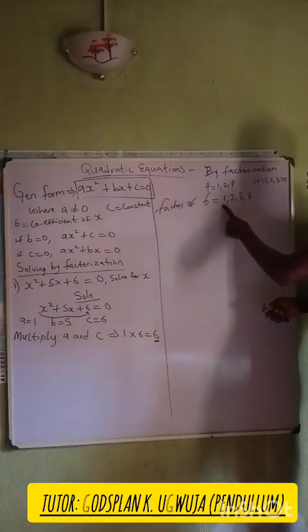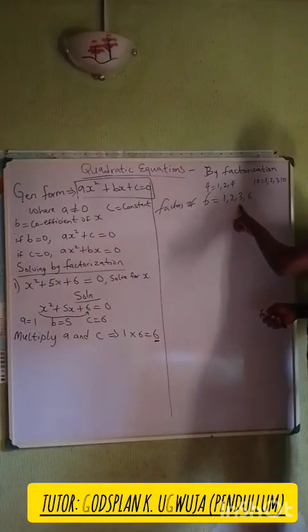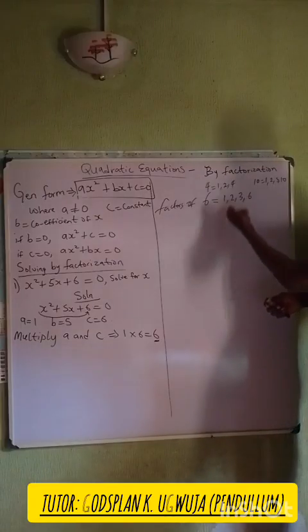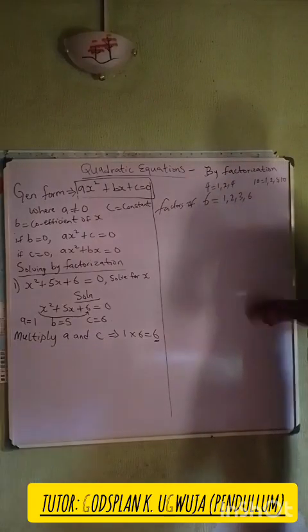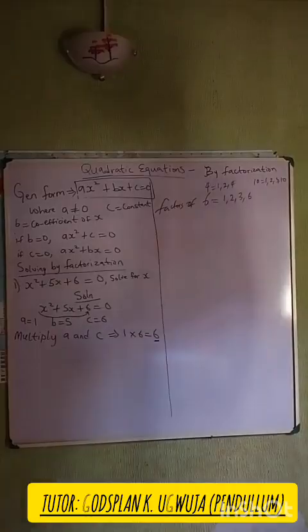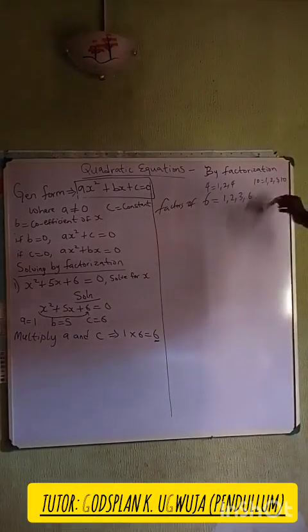1 can divide 6 to give you 6. 2 will divide 6 to give you 3. 3 will divide 6 to give you 2. 6 will divide 6 to give you 1. So these are our factors of 6: 1, 2, 3, and 6.